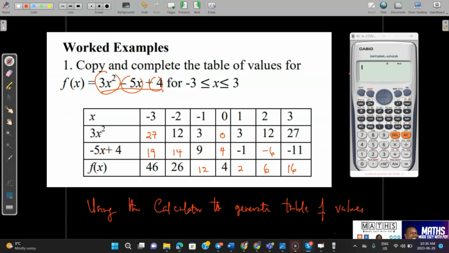Please, all of you, get your calculators ready so that you follow what I'm going to do. You learn it once and for all, so that in the subsequent questions that I will give to you, you try using the calculator to generate your table of values. But always remember, garbage in, garbage out. If you program it wrongly, it will give you a wrong response. Can I start?